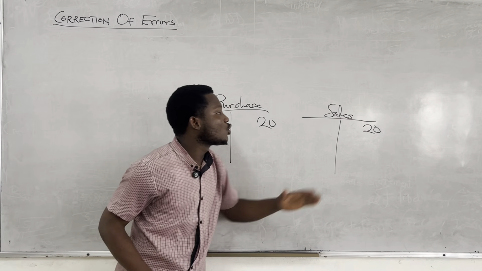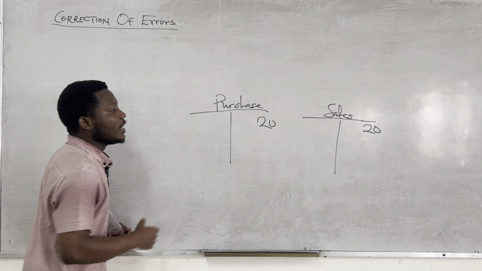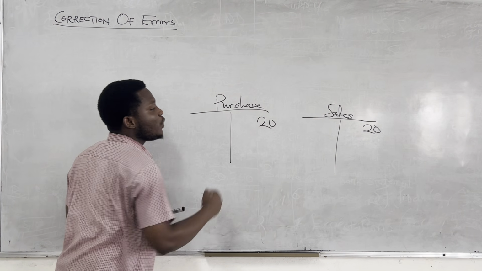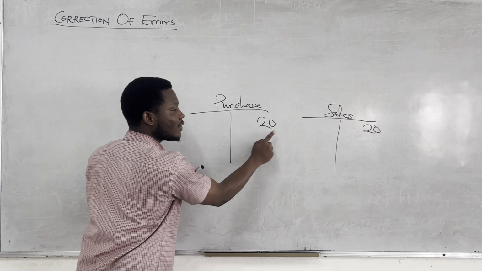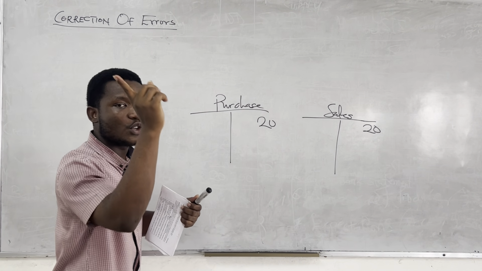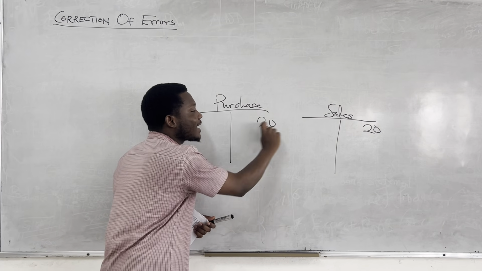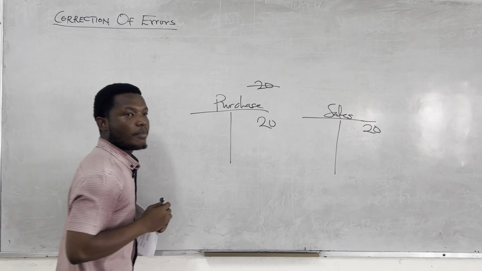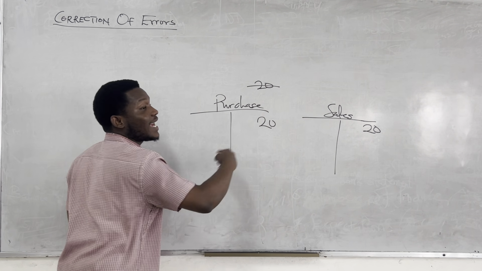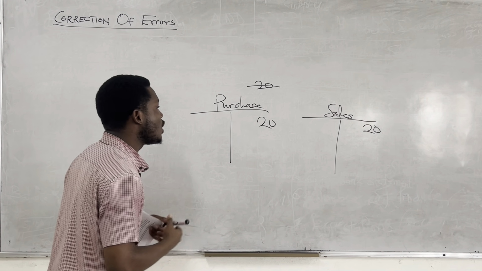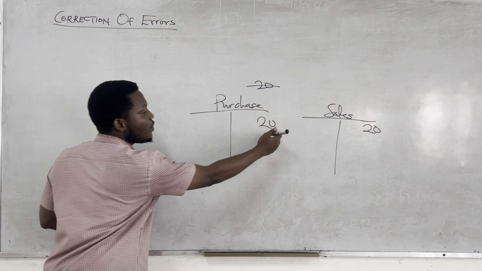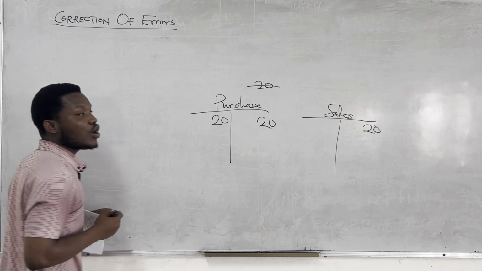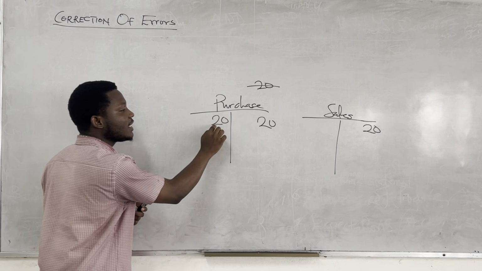Partial reversal. So if you are correcting this error, since purchases were supposed to be debited and we credited, we have to cancel this. And I told you already in my first video that in accounting, we don't cancel. We don't do this. No. But rather, we record the same amount at the other side to cancel it out. So when we are correcting this error, we will record 20 cedis here. So this 20 cedis will cater for this.